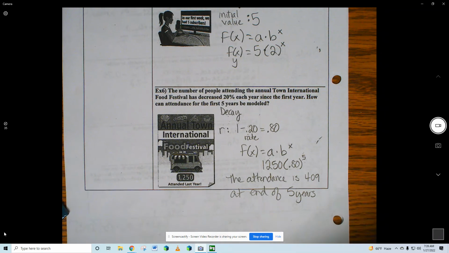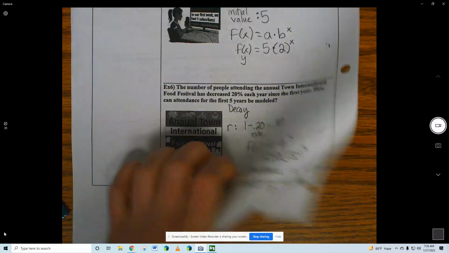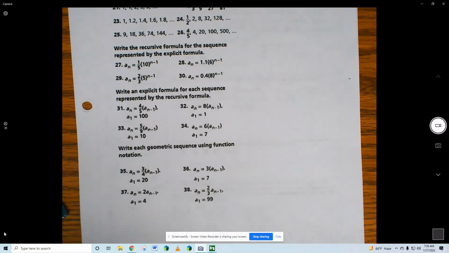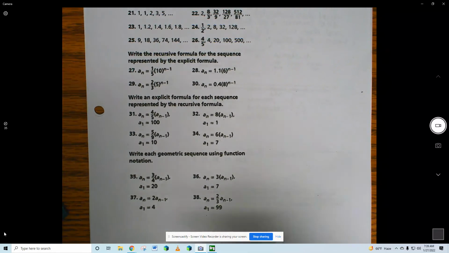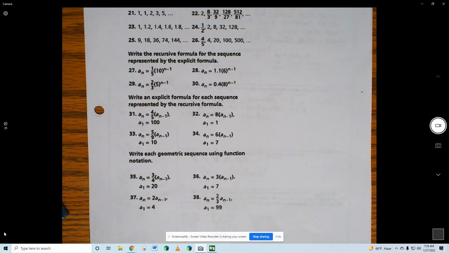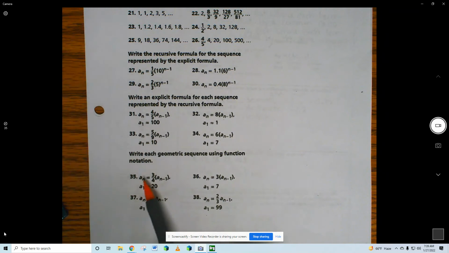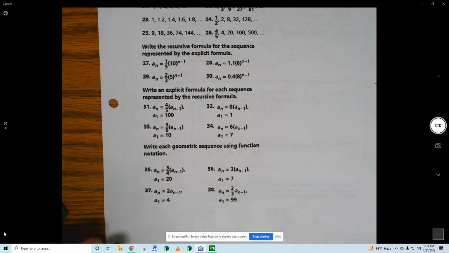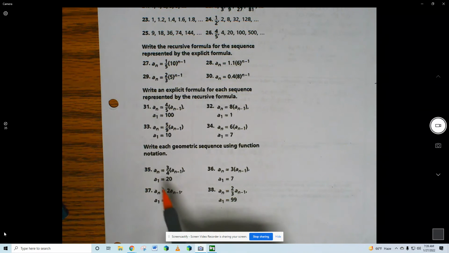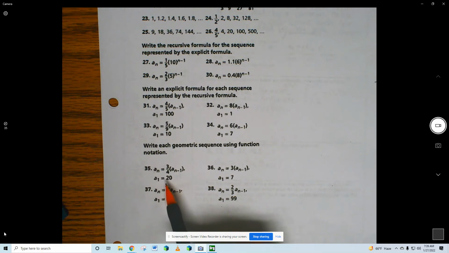Okay. So, let's look at what our homework is. And since we have 20 minutes, we can start some of it. I want to model 35 for you. I want to do one from each section so that you're at least feeling like it's not that bad. So, write the geometric sequence using function notation.